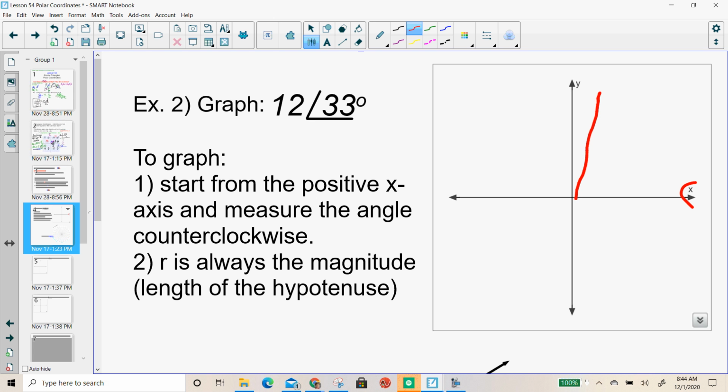So that means I don't want to be drawing it up here. That's closer to 90 than 33 degrees. I don't want to draw it so it looks like 45 degrees. I want to draw it so it's a little bit less than that. So I'm going to say maybe about like that. And I'm going to label that that is my 33 degrees.